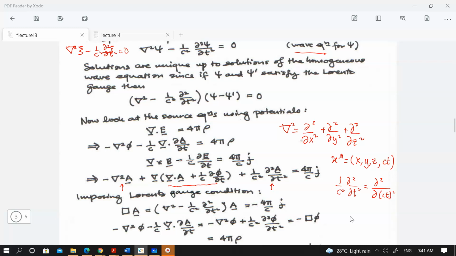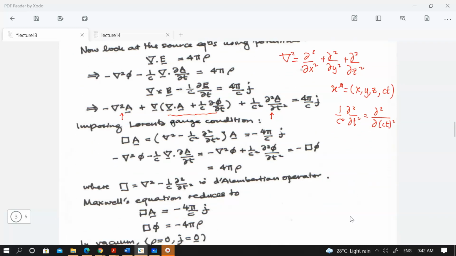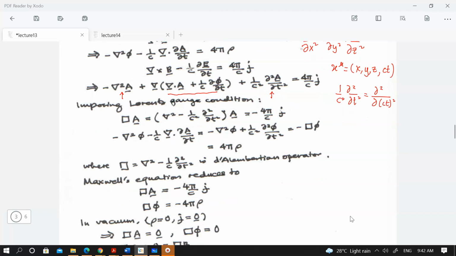So one can introduce an analog of this Laplacian operator to the case of four dimensions, including time. And this is given by this box symbol. This box symbol is called the D'Alembertian operator, which is essentially that operator. So given you impose your Lorentz gauge condition, this term is not there, and you're left with this equation over here. The D'Alembertian operator acting on your vector potential gives you the current density.